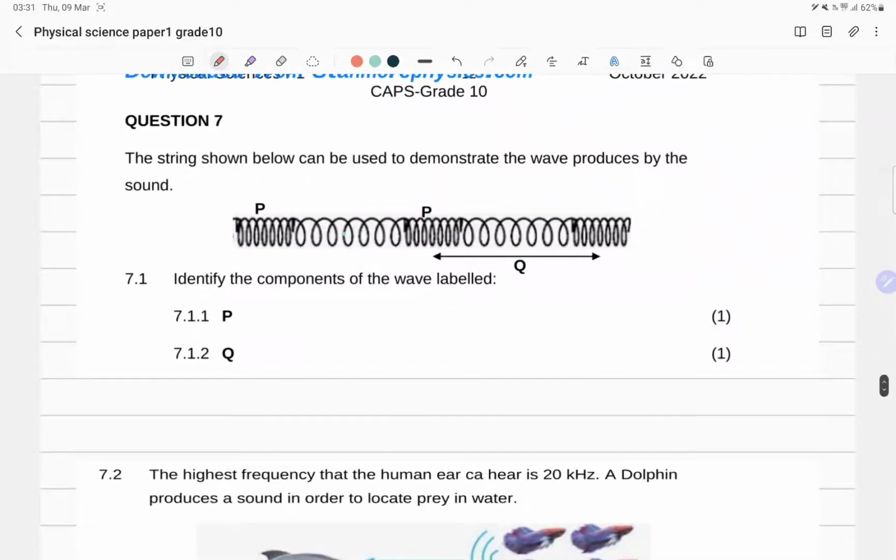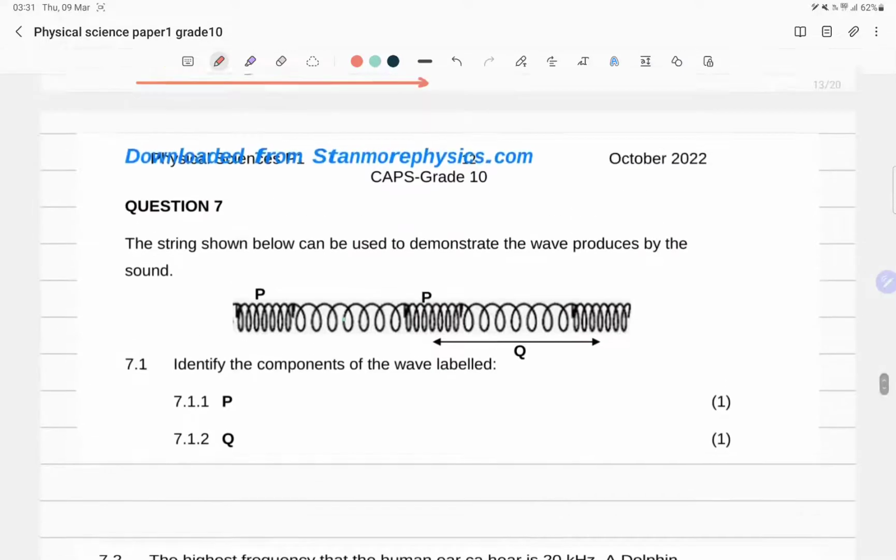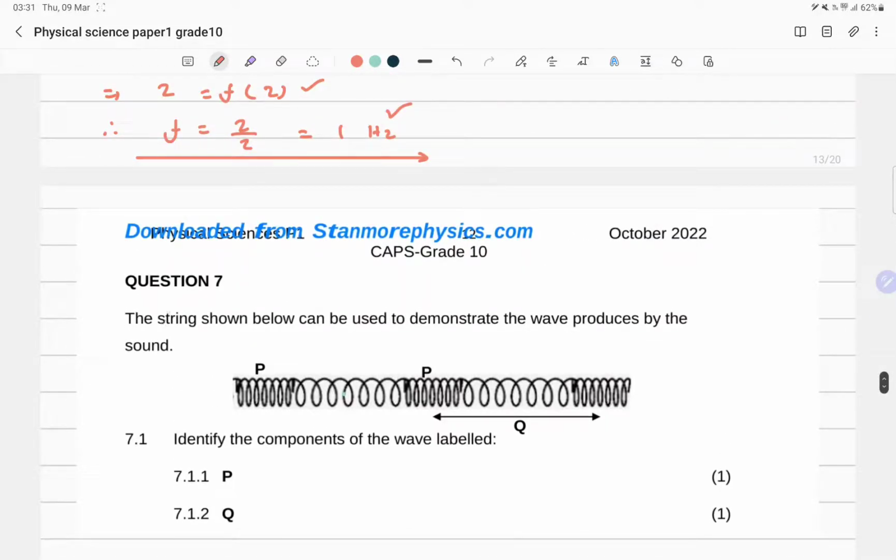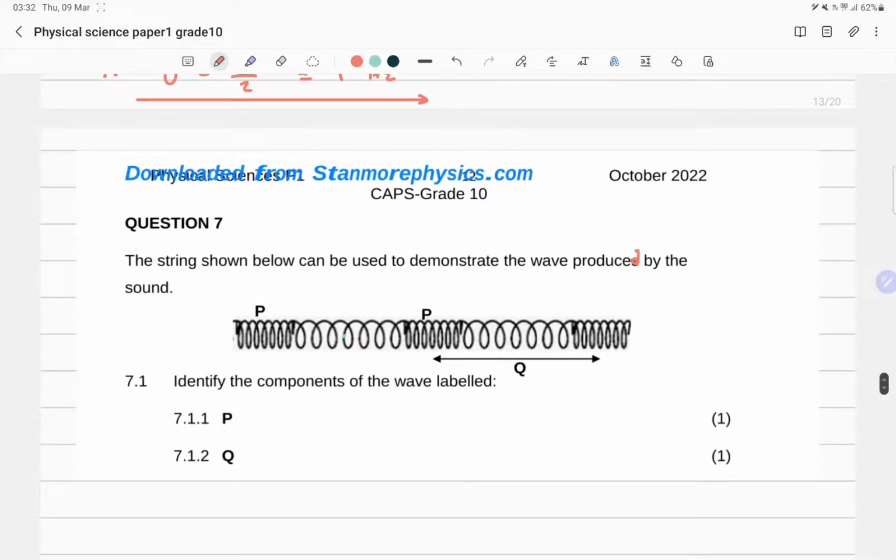Okay. Question 7. This is a longitudinal wave, using a slinky spring. Now the spring shown below can be used to demonstrate the wave produced by sound. Great. Now it says identify the components of the wave labeled.